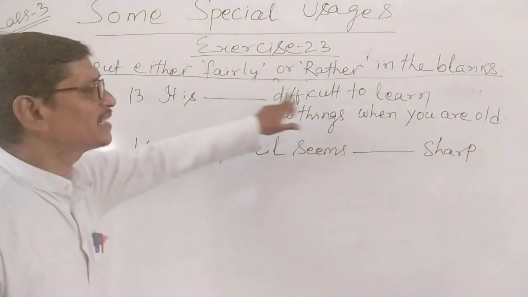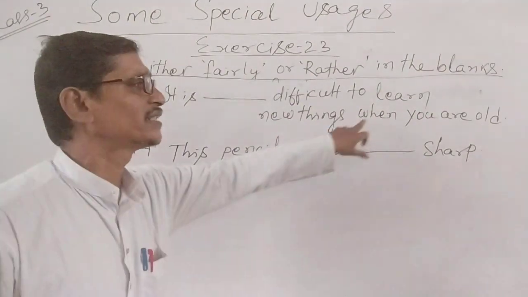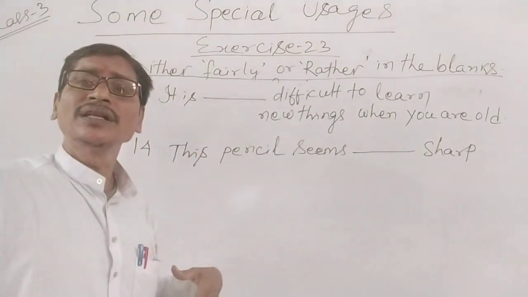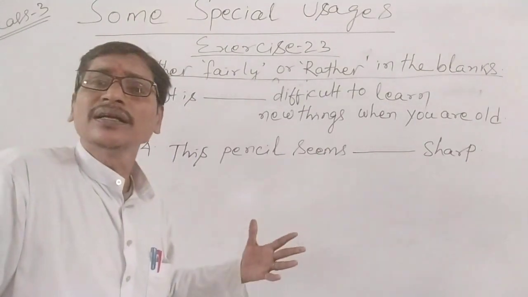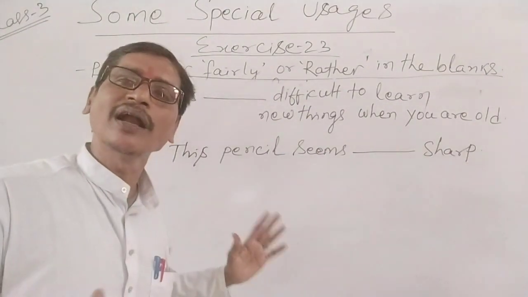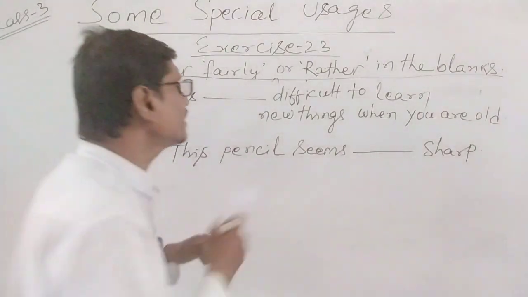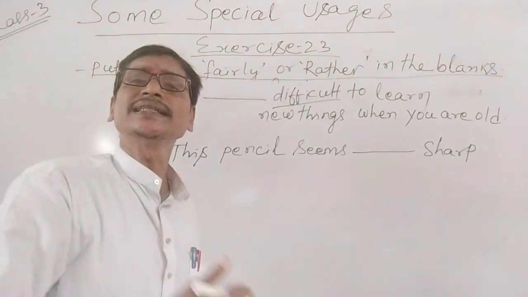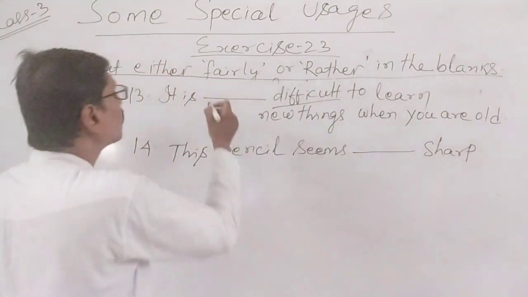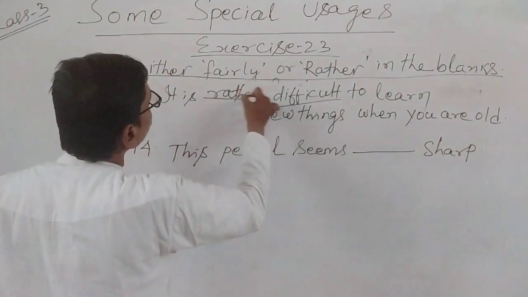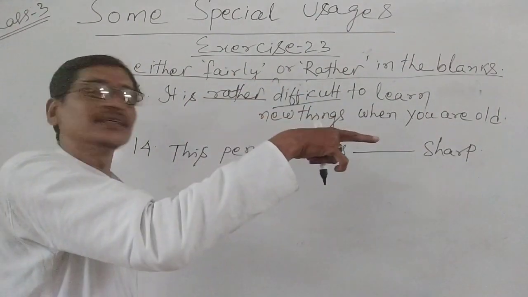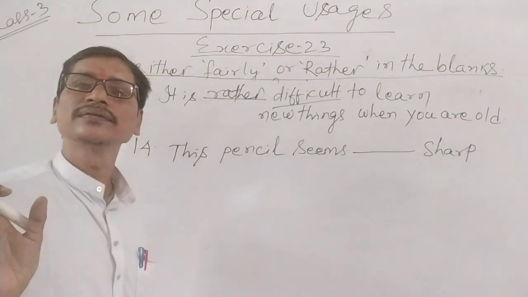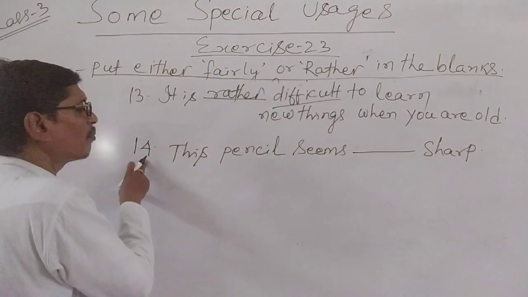It is dash difficult to learn new things when you are old. When someone is old, learning new things becomes normally difficult for him and her. So, when it is a difficult thing, we think of it negatively, we think it is an unpleasant thing, so therefore we can use rather. It is rather difficult to learn new things when you are old. Okay, so next see number 14.